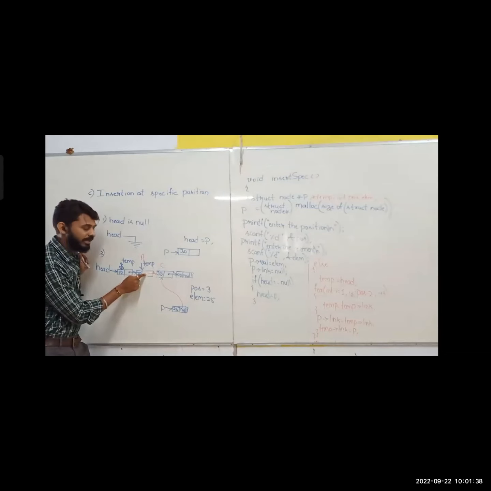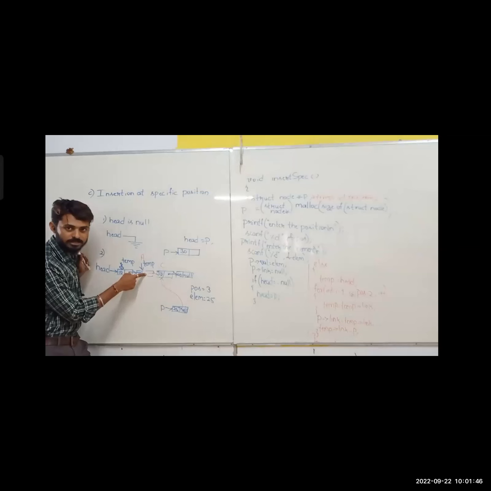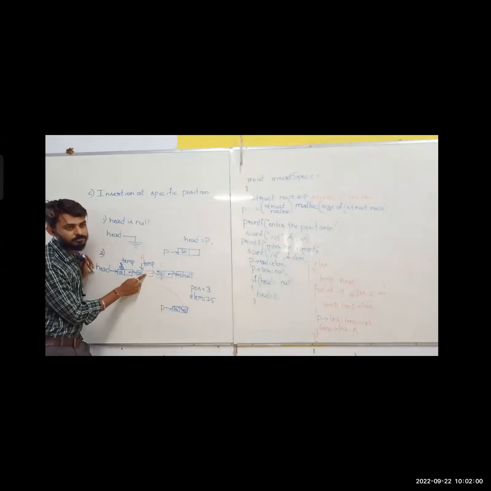It is node. I am not asking you this one. Complete this box, I'm not asking you. What is this one? Link, sir. Are you able to see that? Link. Which link? Temp's link. Where should it point now? It should point to P. Done. Same thing I have written. Temp's link should point to P. Okay. Got it? Yes, sir.